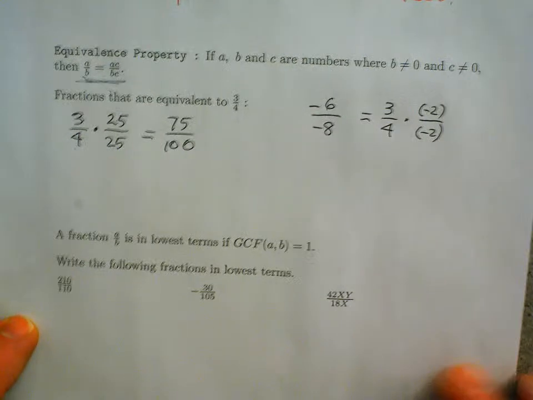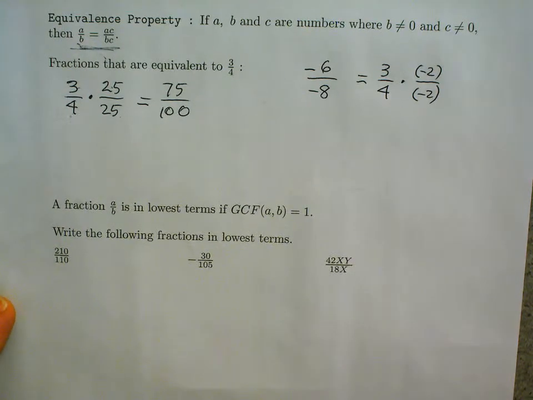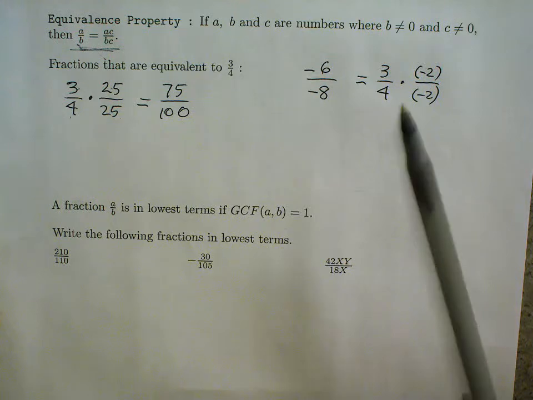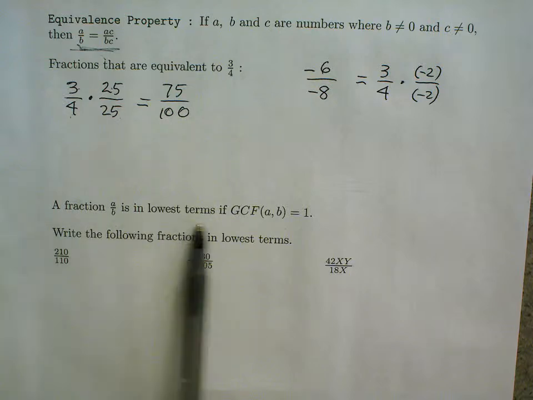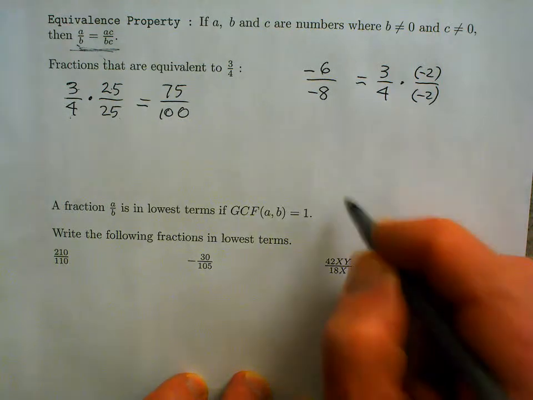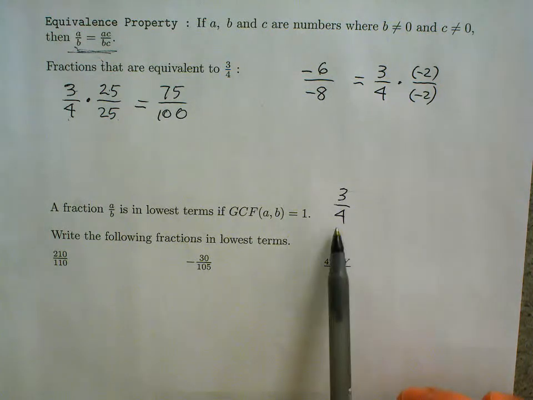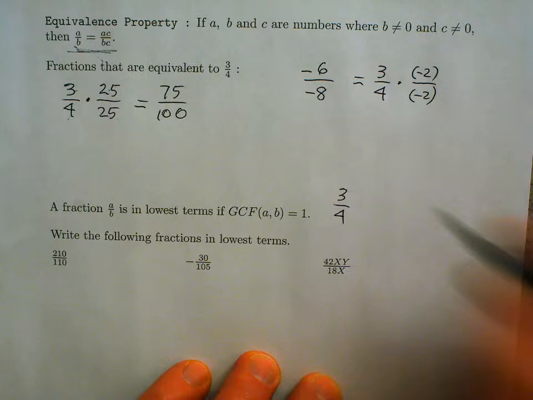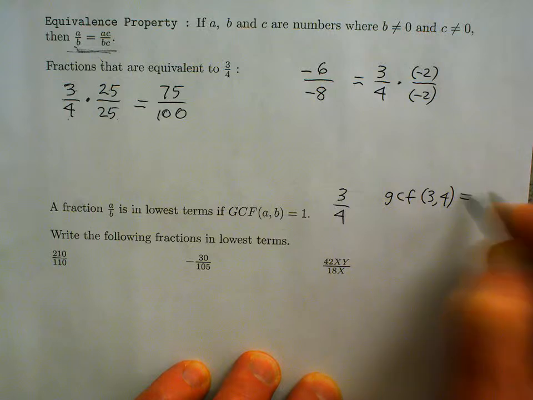Well, to write fractions in lowest terms, we're going to use fractions that are equivalent. So here's the definition. A fraction A over B is in lowest terms if the greatest common factor of A and B is 1. So 3/4 is a fraction that's in lowest terms because the greatest common factor of 3 and 4 is 1.